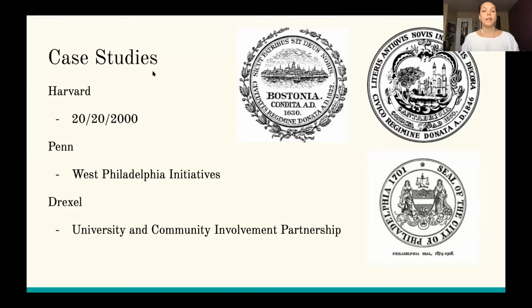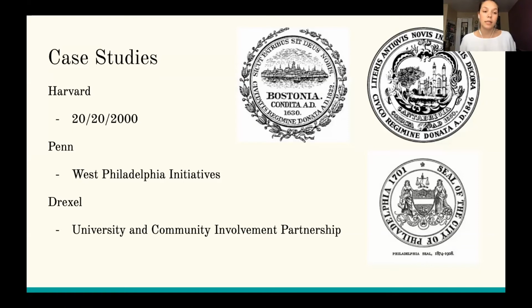So our second case study was the University of Pennsylvania's West Philadelphia initiatives. And Penn, similar to Brown, has a history of displacement, which, among many things, includes the demolition of Black Bottom, which is a predominantly Black neighborhood in West Philly. Penn began formulating the initiatives because of its desire to, quote, revitalize the surrounding neighborhoods, which were predominantly low-income communities of color.